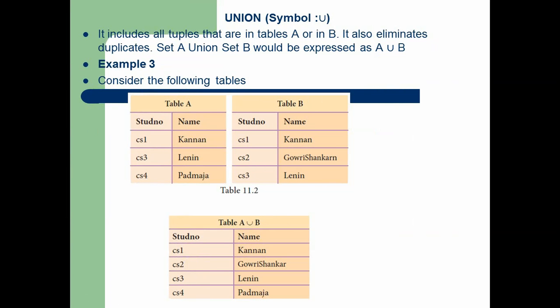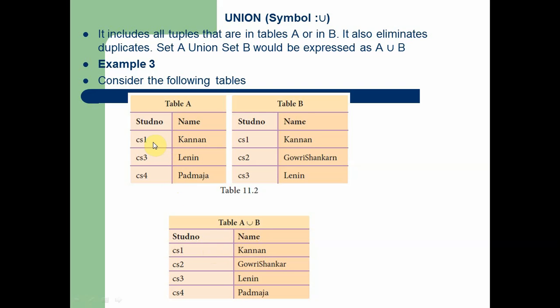The next one is the union. This is called a set operator used in algebra. Of course we know what union is. It includes all tuples that are in table A or in B. It also eliminates duplicates. So when you apply the union operator on both table A and B, all the records are added and displayed on the screen, and duplicate records are eliminated.